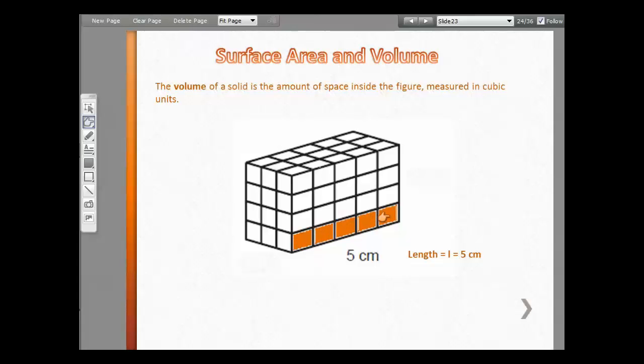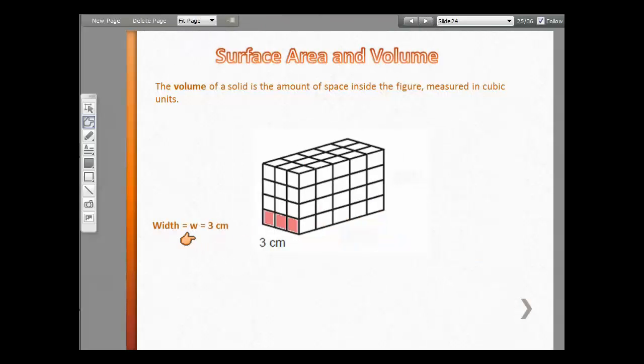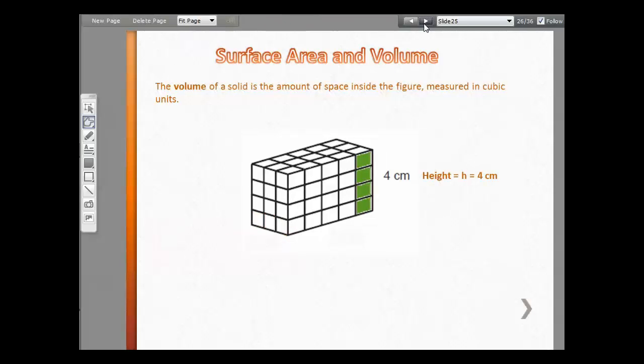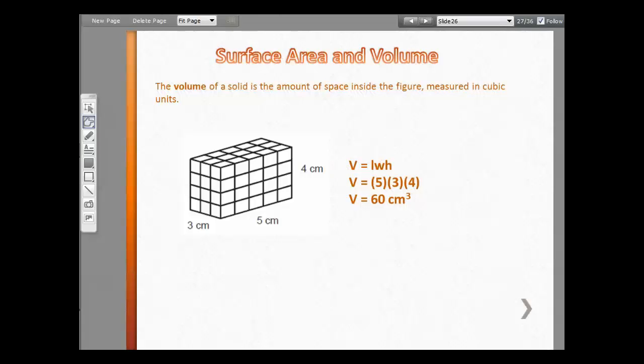with this orange shading. Okay. Then our width is represented by a little w, and there you go. I shaded it over here so you could see the width. It's 3 units. And then your height is represented by lowercase h, and it's 4 centimeters. And you can see I'm counting it right here. So if I go back, volume is length times width times height. I plug in those numbers, multiply them, and I get 60 centimeters cubed.